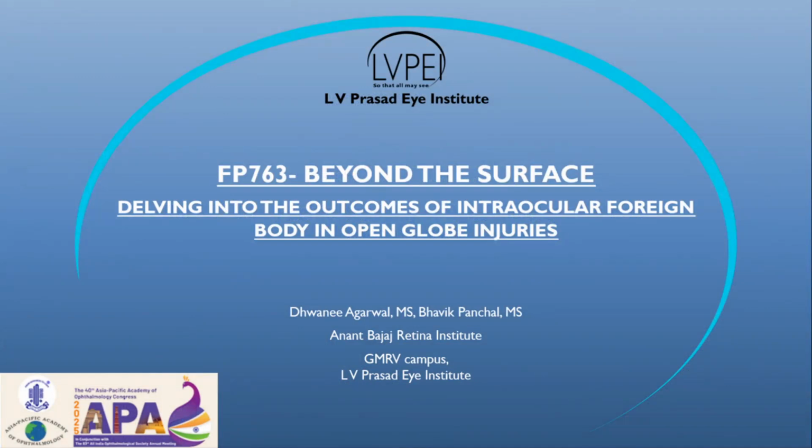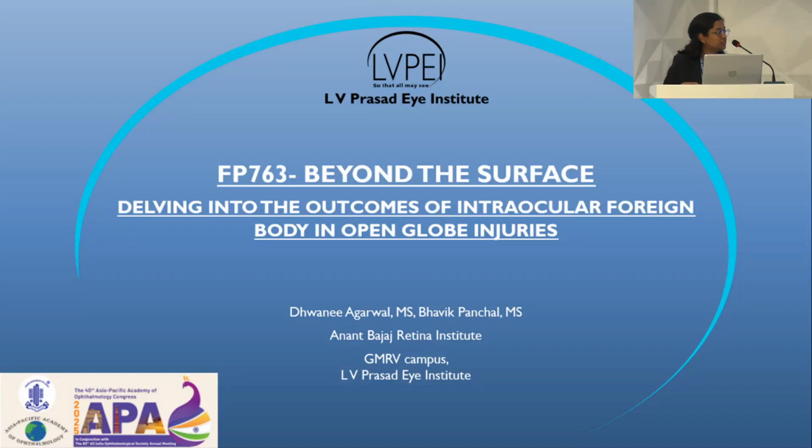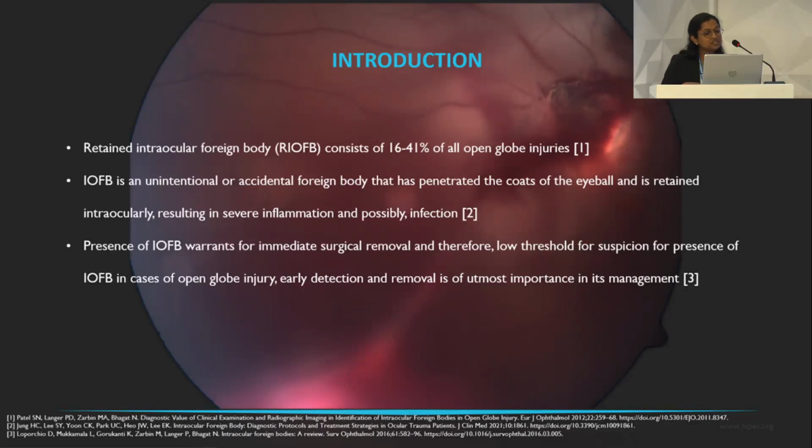Good afternoon, everyone. For those of us who have come across a case of intraocular foreign body in open globe injury, we know that it is not just a vision-altering situation; it's a life-altering situation. So we'll be going beyond the surface today and delving into the outcomes of intraocular foreign body in open globe injury. The range consists of 16 to 41%. So for every 5 open globe injuries, the chances are that 2 cases will have an intraocular foreign body. And if left unchecked, it could lead to severe inflammation, endophthalmitis, blindness, and thereafter phthisis.